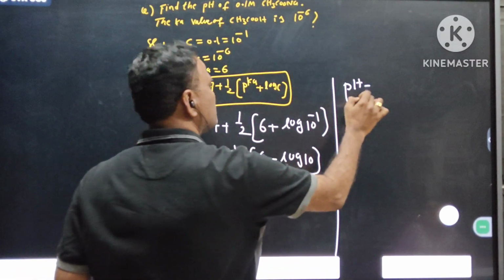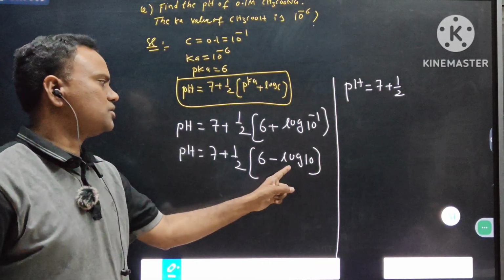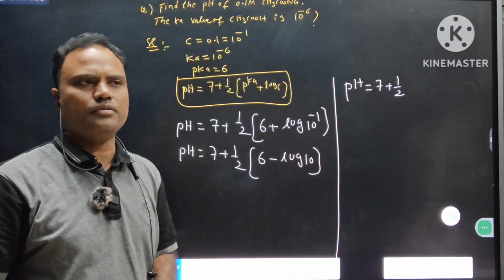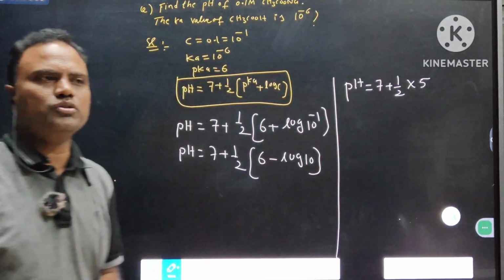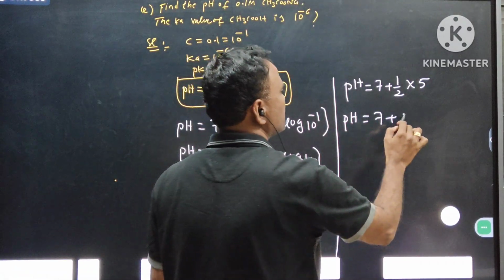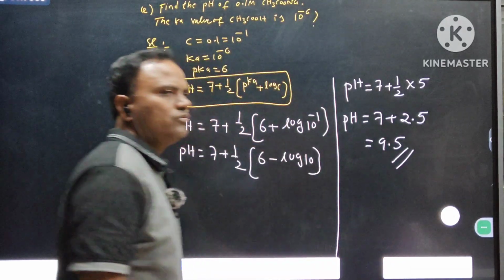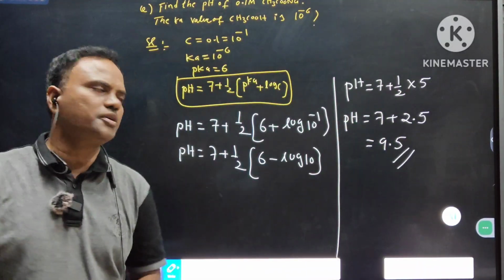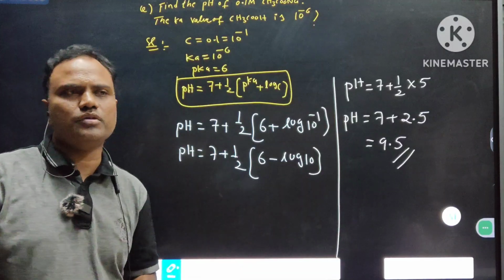So pH is equal to 7 plus 1 by 2 (6 minus log 10, value 1), 6 minus 1, 5. 1 by 2 into 5 is 2.5. 7 plus 2.5 is equal to 9.5. Why are we getting 7 plus something? Because it is a basic solution. Nature of the solution is basic. So pH value is 9.5. This is one model question.